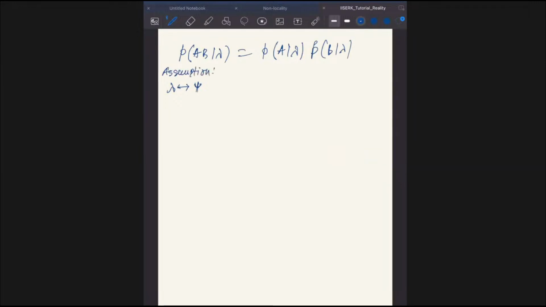So I have now two assumptions. One is locality, and another is that psi is giving the complete description. So psi is that parameter lambda. So now I can write what? P(AB|lambda) equals P(A|psi) P(B|psi), right? Is it right? I just replace lambda by psi.